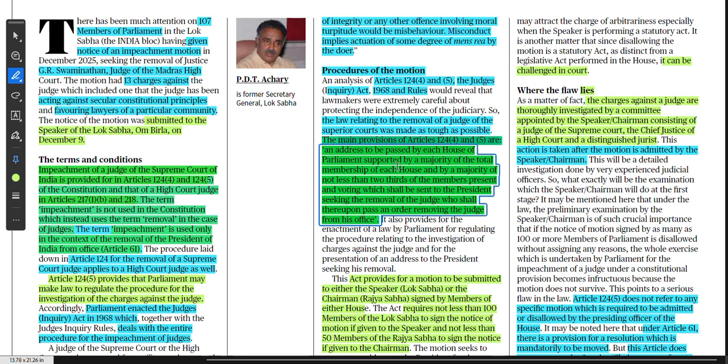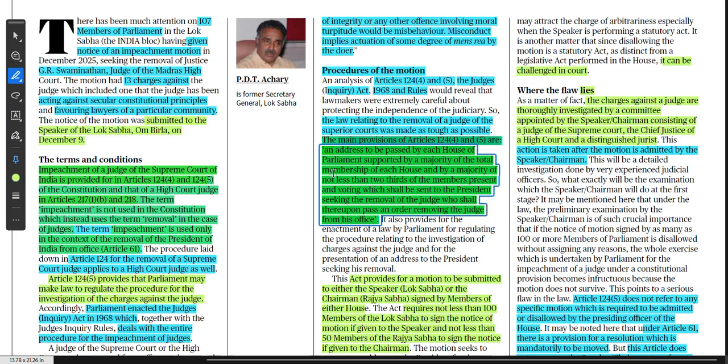Okay, so the motion being admitted, then, by a majority of not less than two-thirds of the members present and voting, which shall be sent to the President seeking the removal. So, two types of majority are there. Both are special majorities. One is the effective majority, and the second one is the special majority.